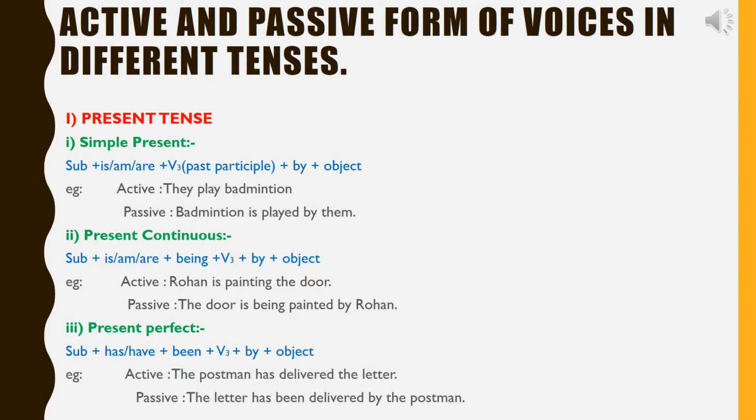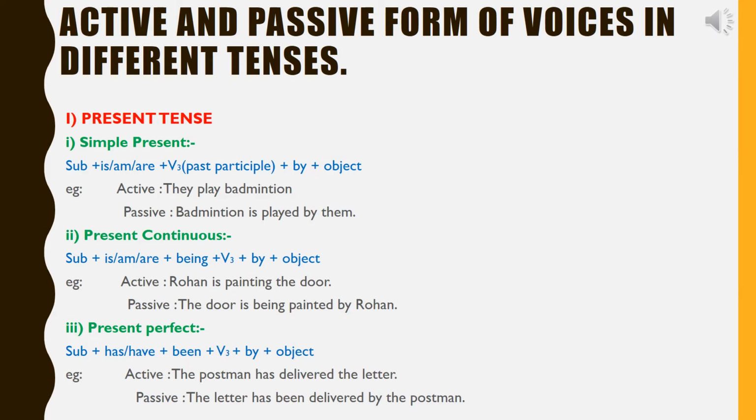Then we have present continuous tense. Here the formula for passive voice is subject plus is/am/are plus being plus V3 plus by plus object. If we take an example, Rohan is painting the door. This is an example of present continuous tense in active voice. We will convert it into passive voice by using the formula: the door is being painted by Rohan.